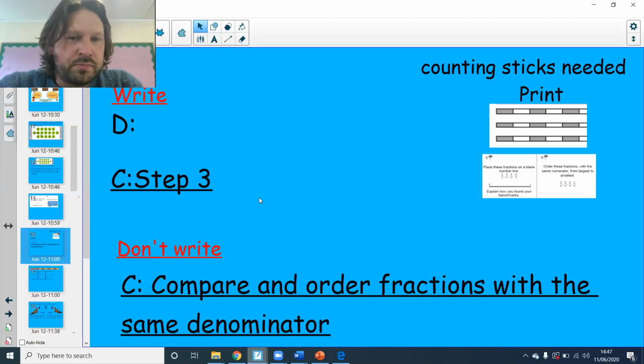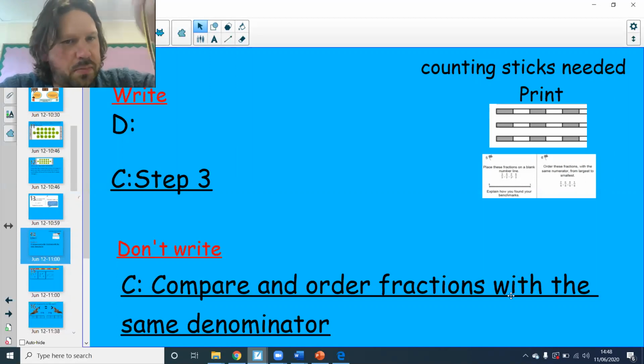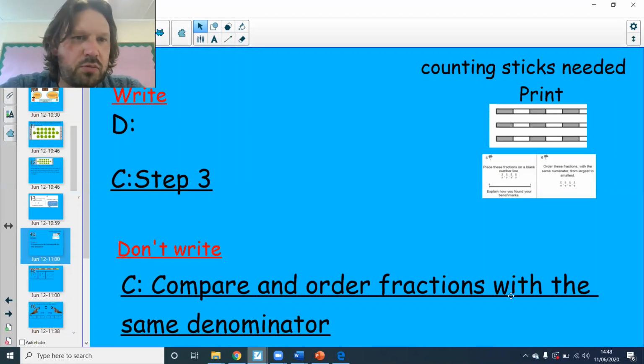Okay, so we are going to compare and order fractions with the same denominator today. So the denominator is the bottom number, we know that, and the numerator is the top number. So the denominator is the amount of divisions that have been made.